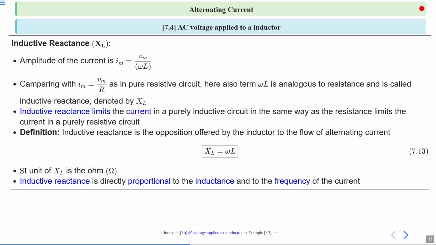Inductive reactance is directly proportional to the inductance L and also directly proportional to the frequency of the current. This omega is the angular frequency and it is represented as 2 pi nu. So this XL can be written as 2 pi nu L. So 2 pi is constant, so this XL is also proportional to the frequency nu. Got it?